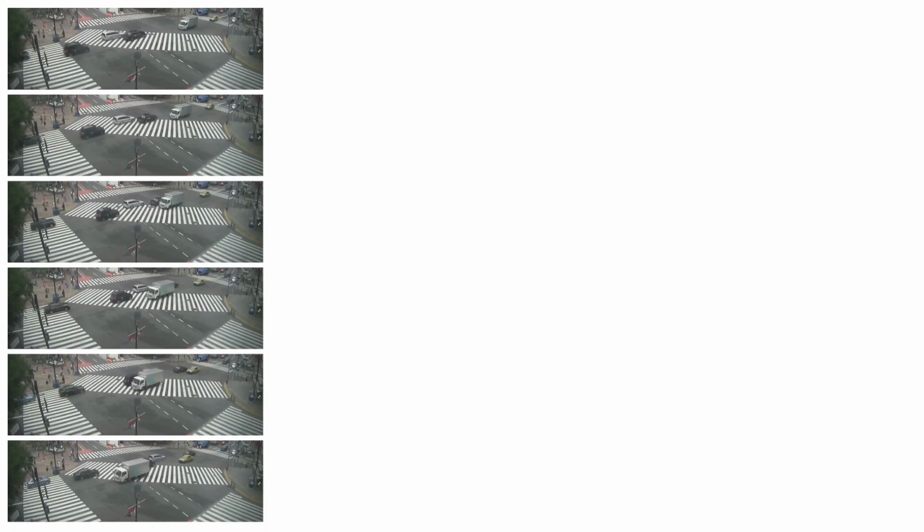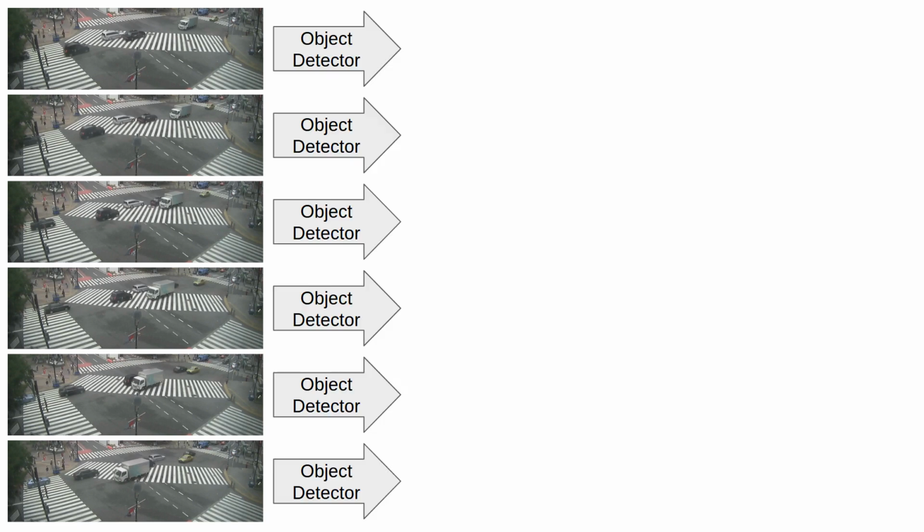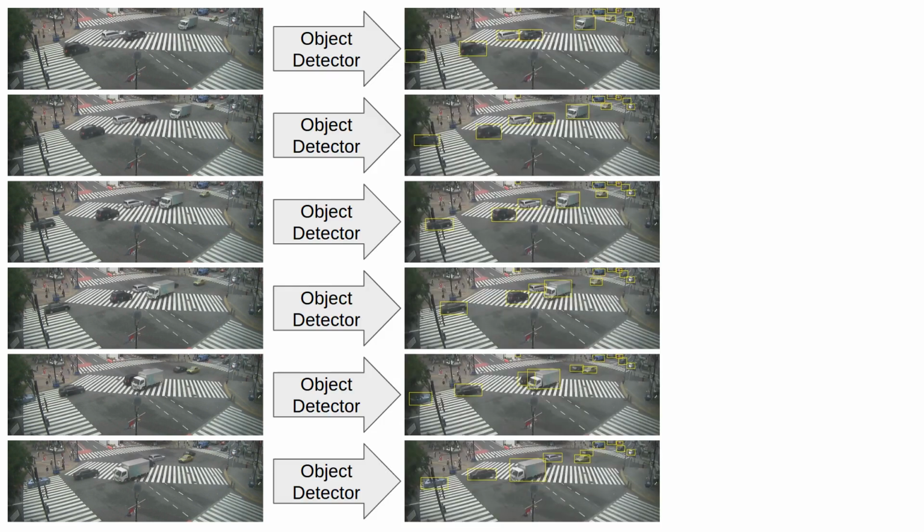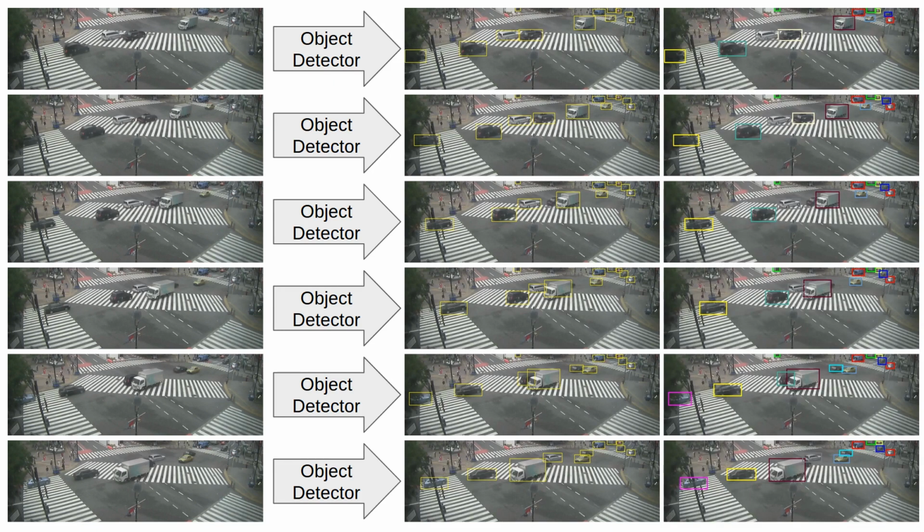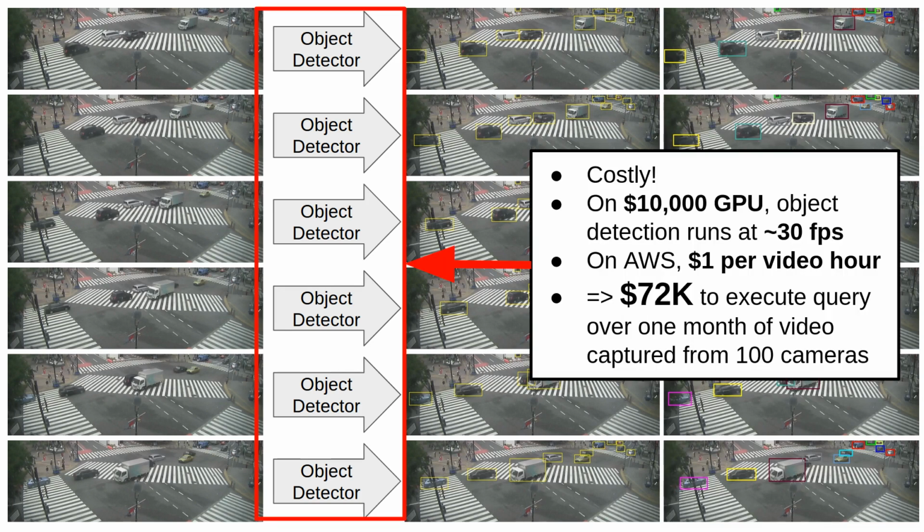A naive way to execute these queries is to first apply an object detector on every video frame. In this case, object detection yields bounding boxes of cars shown in yellow. Then we apply an object tracker to associate detections of the same object across different frames. On the right, the colors indicate different tracked objects. Once we have the object tracks, we can just select the subset of tracks that satisfy the query predicate. The issue is that the object detector is expensive, and executing it on every frame is costly.